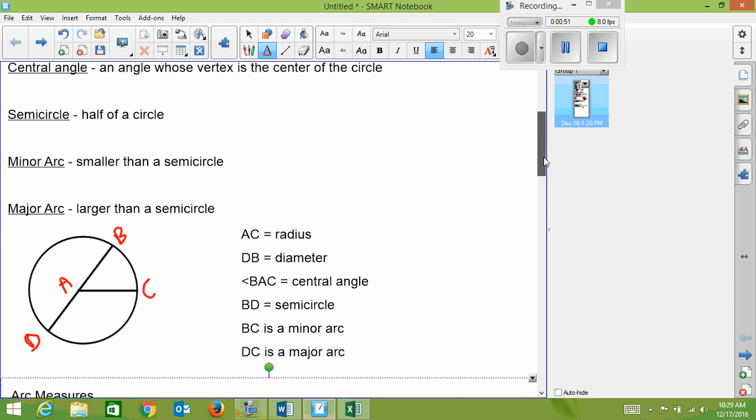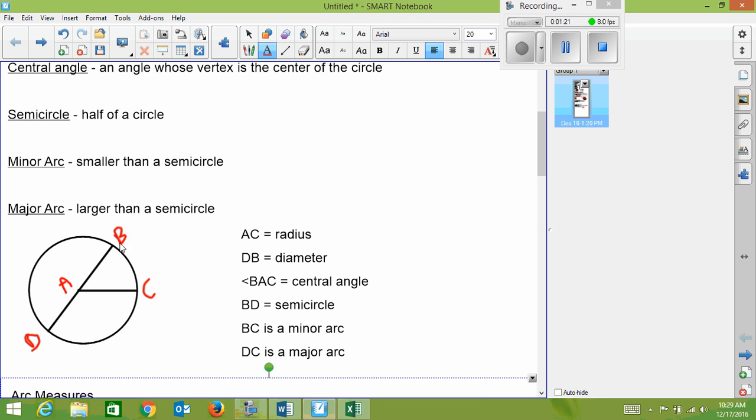And so here I have examples for you. So A to C, right here, that's obviously a radius, starts at the center and goes out. D to B is the whole way across the circle, and it does go through the center. It has to go through the center, otherwise it's not called a diameter, or it would be called a chord. Angle BAC, so this one right here, is a central angle. This right here would also be a central angle.